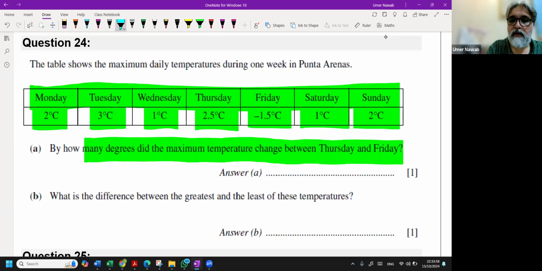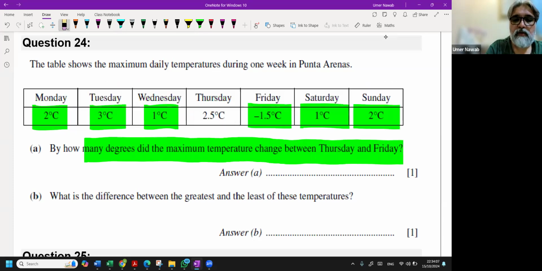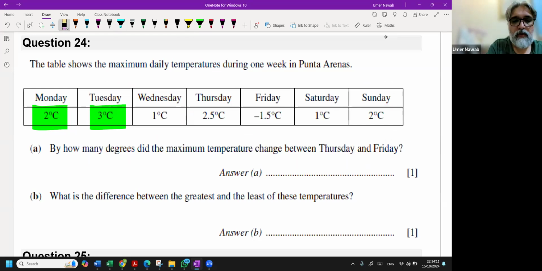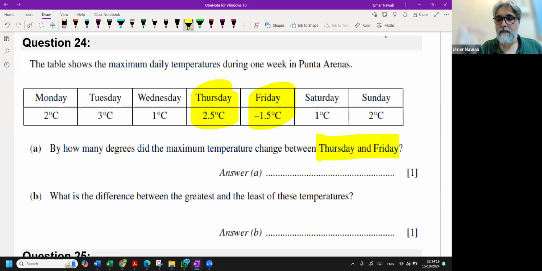The question is talking about Thursday and Friday. Let me just highlight only Thursday and Friday. Okay. How to get the maximum?